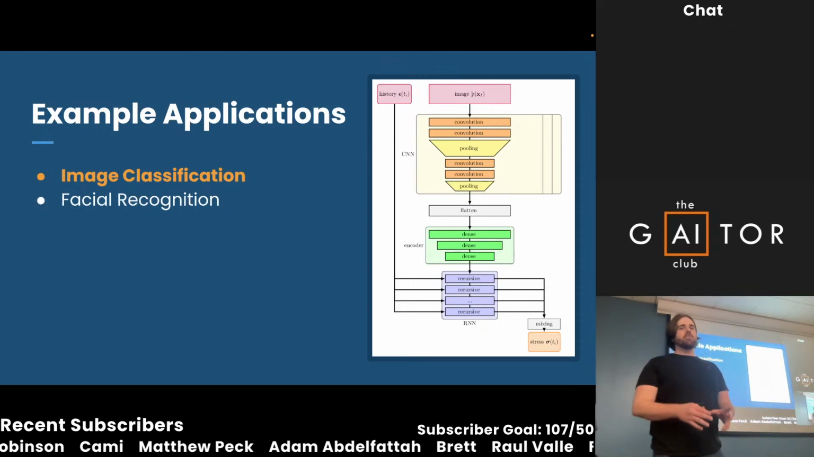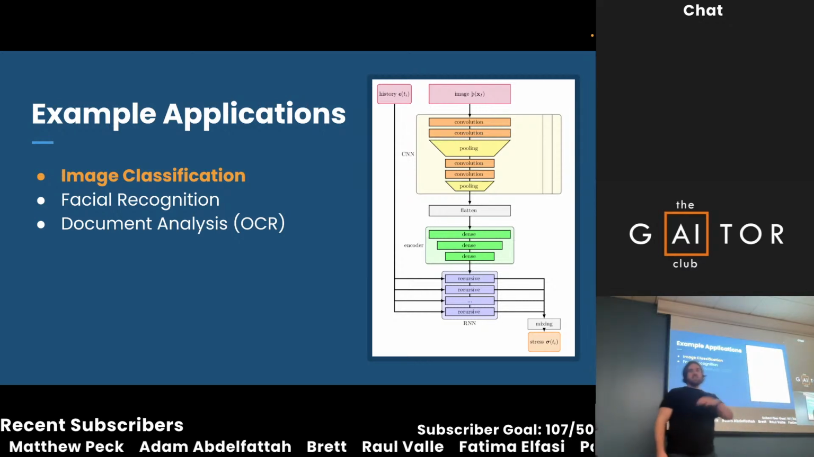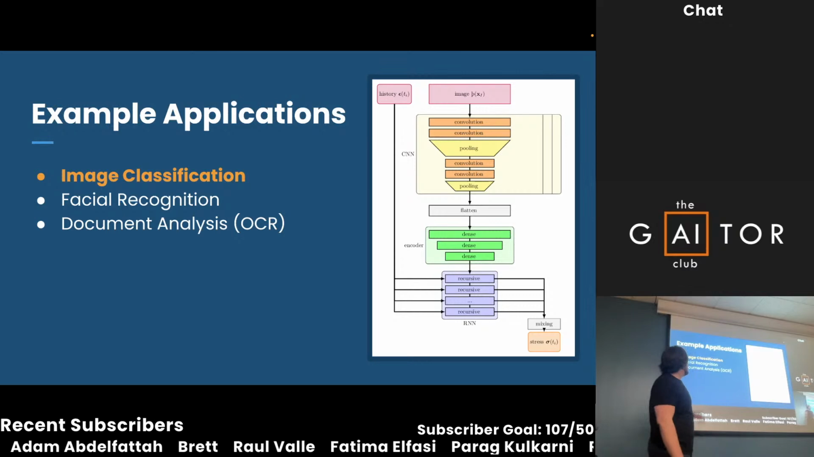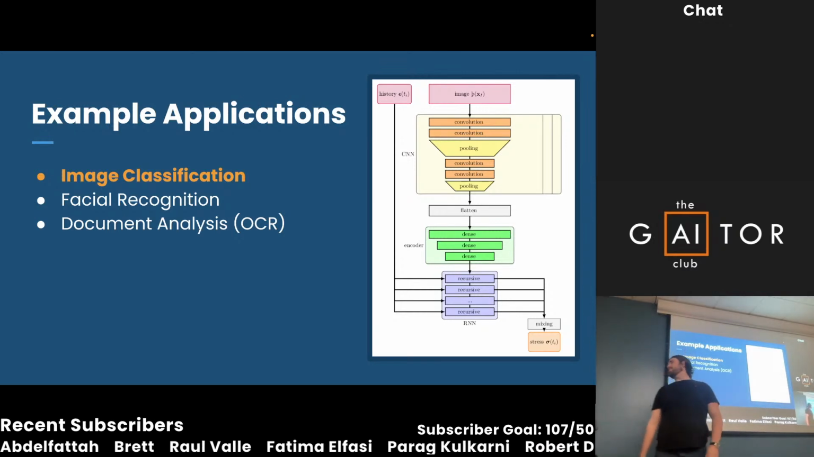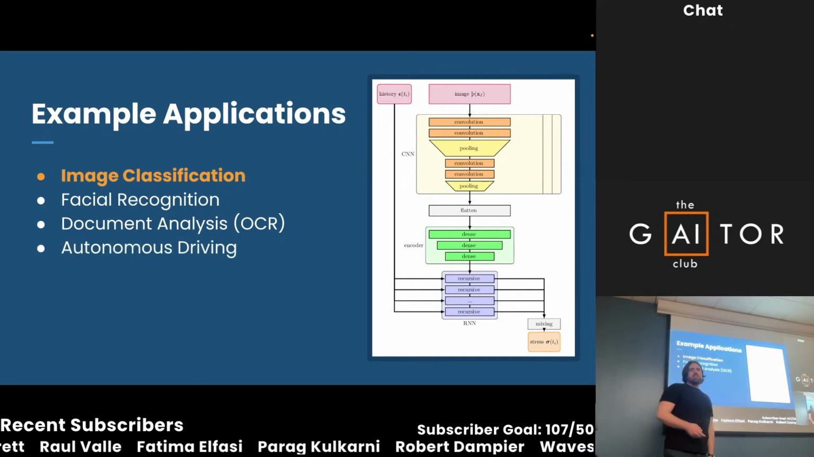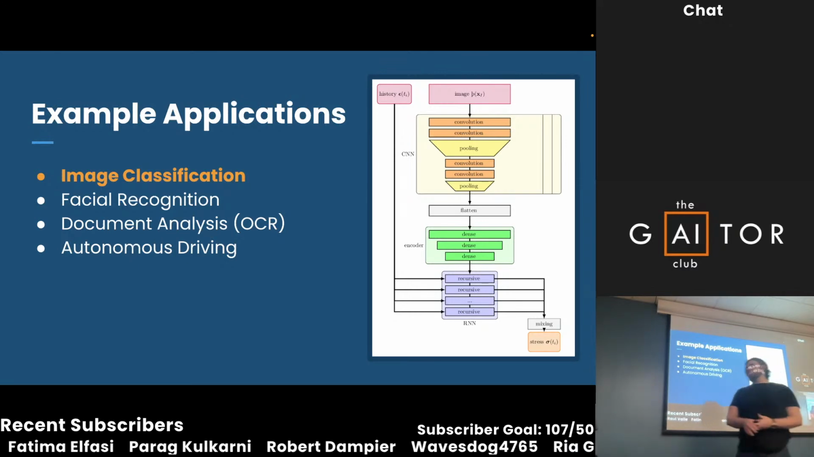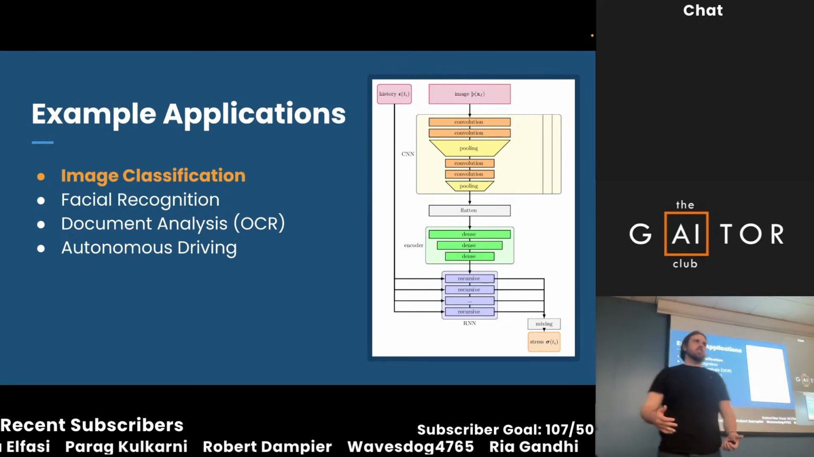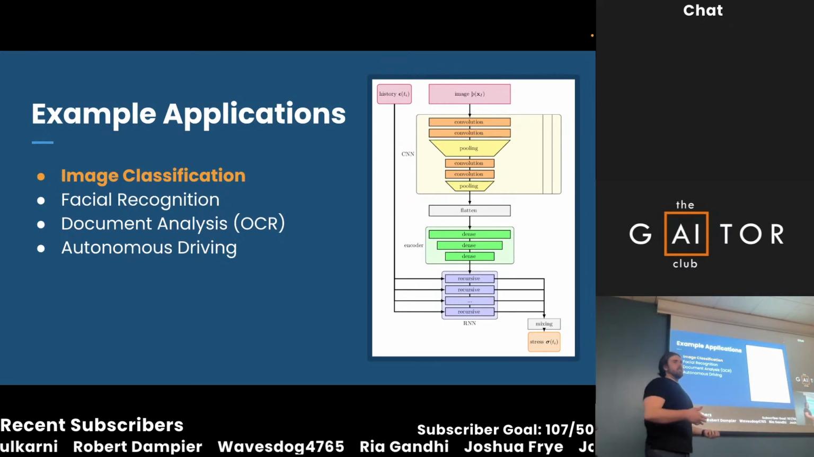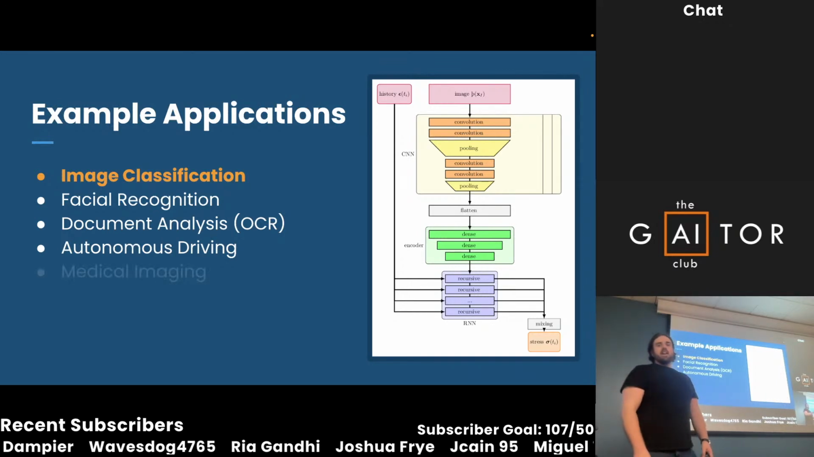You can also use convolutions for facial recognition, and for document analysis like OCR. We're kind of doing that today a little bit. It's also used for autonomous driving. Before there were transformers, people trained cars to drive based off of convolutions, where the input would be the image, and the output would literally just be step on gas, brake, or turn left or right.